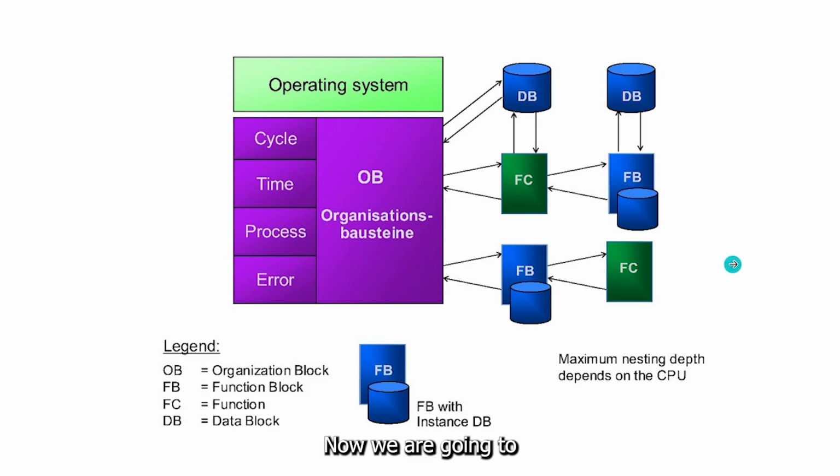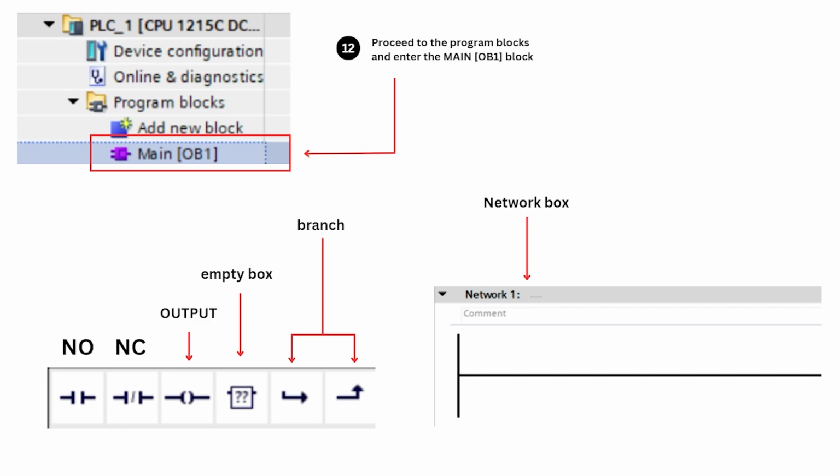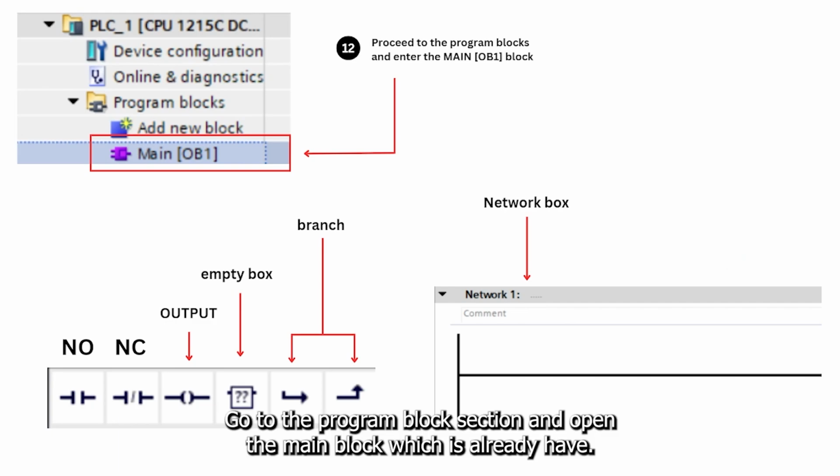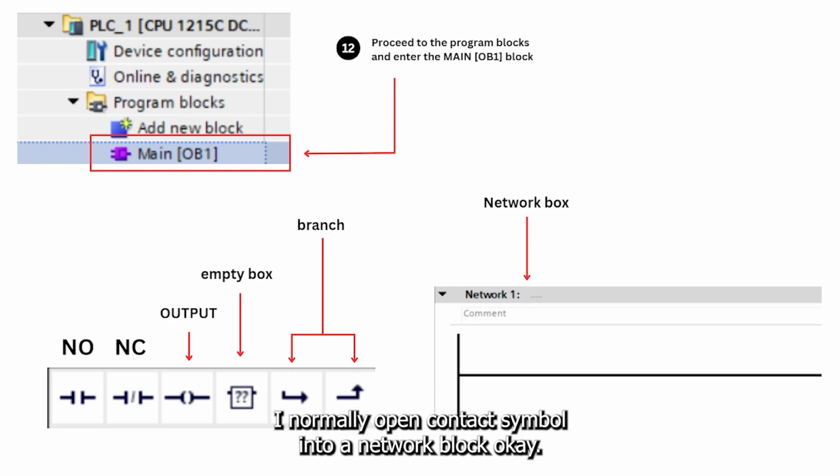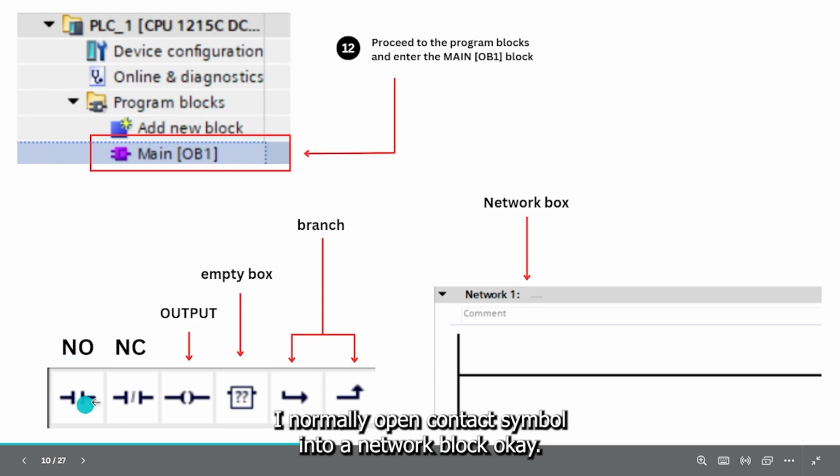Now we are going to create. Go to the program block section and open the main block, which we already have when we add the PLC device. It's going to have a generally created one. Okay, so go ahead and drag and drop a normally open contact symbol into a network block.